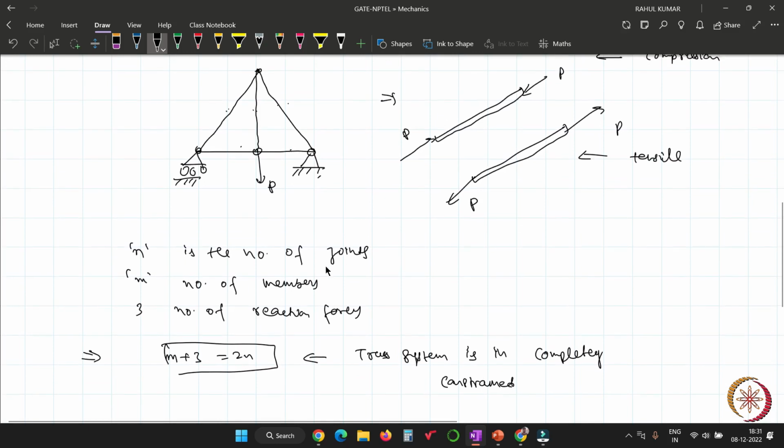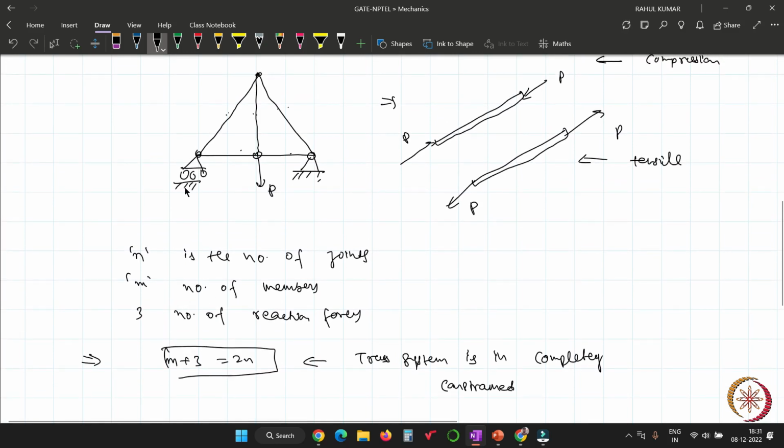Suppose you have m number of members, like this, here 1, 2, 3, 4, 5. If you have m number of members, then definitely in each member there will be one force. So you will have m number of forces. Also there are three more unknowns, those are reaction forces. So the total number of unknowns will be m plus 3.